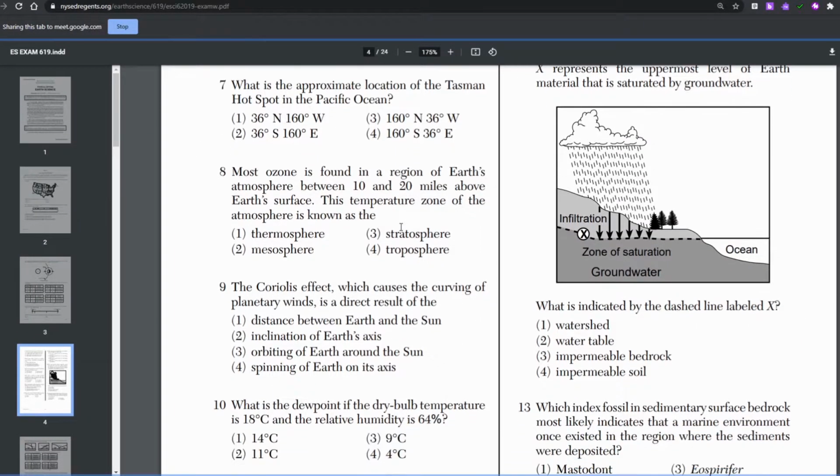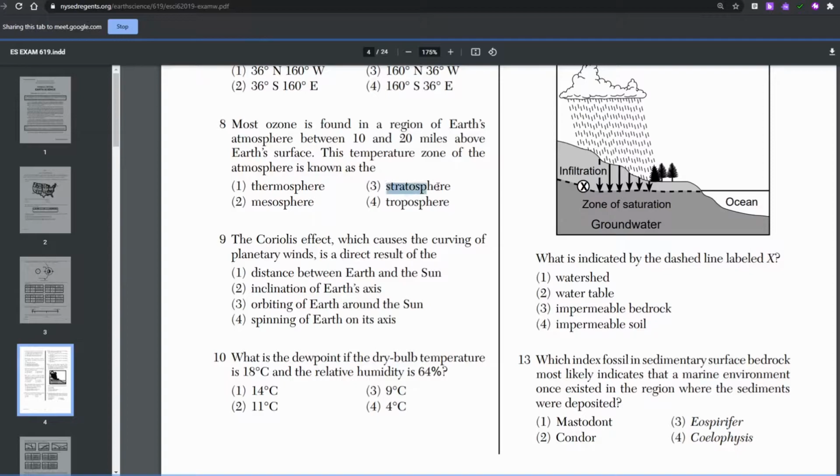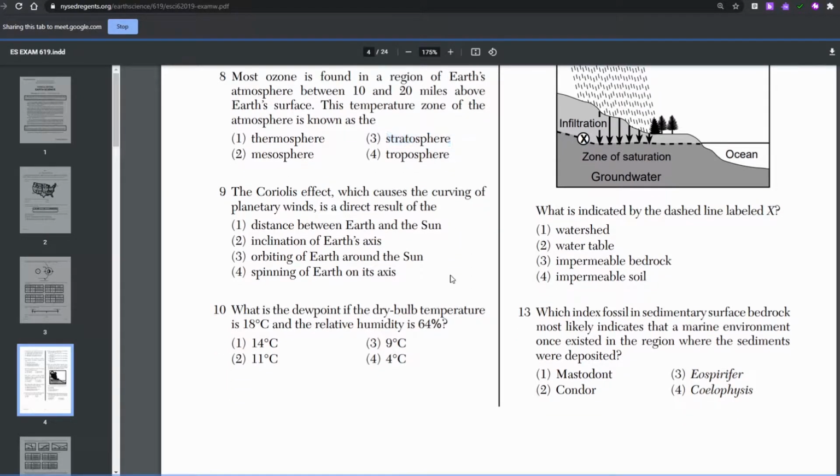Okay, back here. So yeah, the correct answer was 3. Number 9, the Coriolis effect, which causes the curving of planetary winds as a direct result of what? So we didn't talk about this in class yet, but the Coriolis effect is an interaction between the fact that the Earth is a spinning ball in space. It's a spinning oblate spheroid. As it spins, wind is trying to go from one spot to another, and that causes the wind to spin.